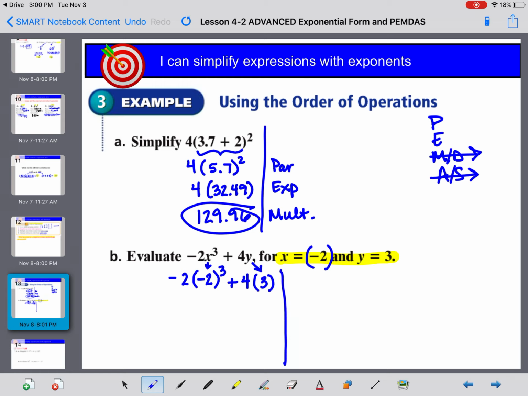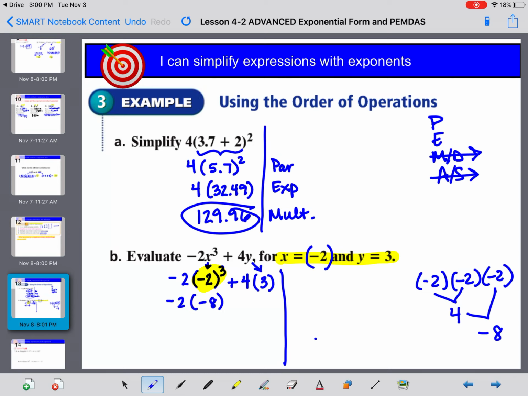The way I have it written, my parentheses are not grouping any operations together. So I don't have any parentheses to do. Then I do exponents. So leave negative 2 here. Do not take negative 2 times negative 2 first. That's a common mistake. I need to solve this first. Negative 2 to the third power means negative 2 times negative 2 times negative 2. Negative 2 times negative 2 is positive 4. Positive 4 times negative 2 is negative 8.